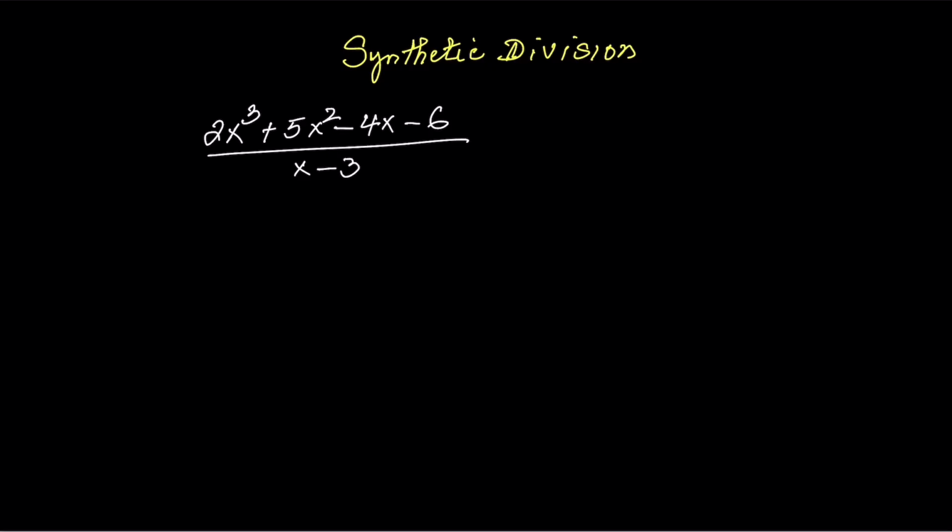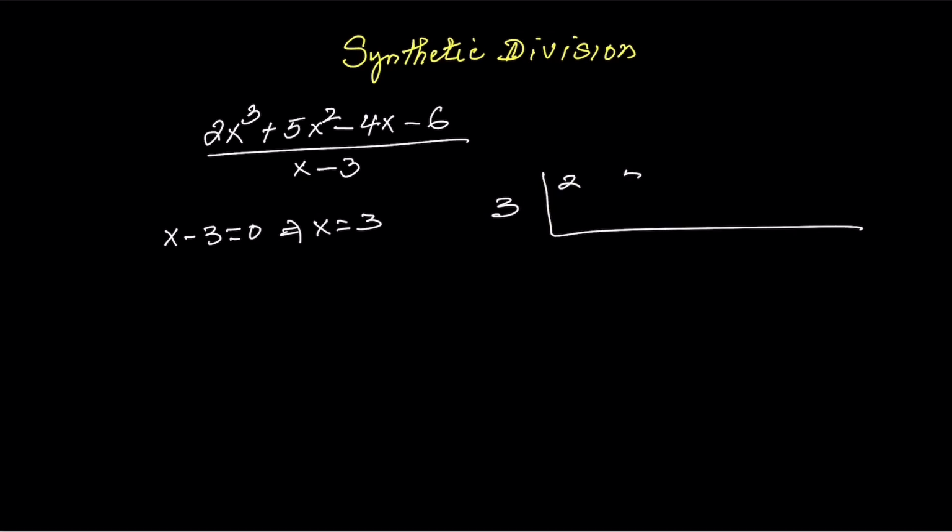First, set the divisor x minus 3 equal to 0. That gives x equals 3, so place positive 3 outside. List the coefficients: 2, 5, negative 4, negative 6. Bring down the 2. Multiply 3 times 2 to get 6. Add to 5 to get 11. Multiply 3 times 11 to get 33.